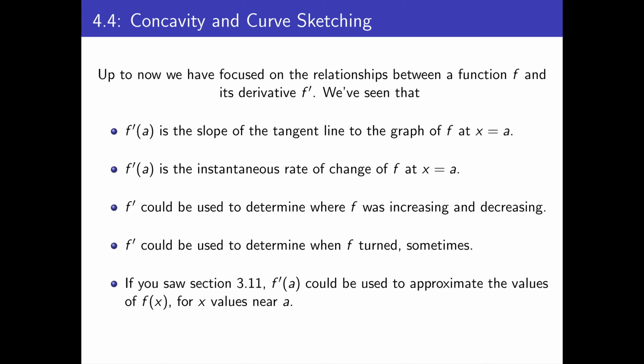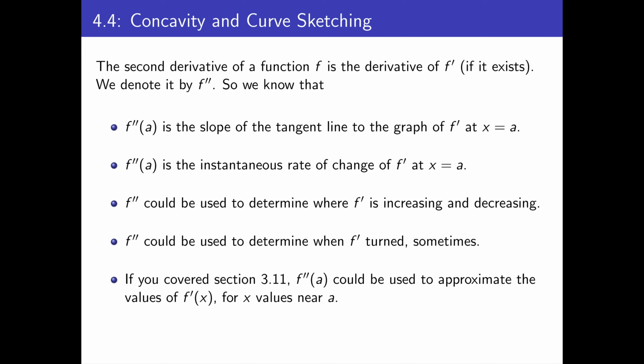In previous sections, we have studied the information contained in the first derivative of a function. For example, we have seen the first derivative gives you the slope of the tangent line at any given x value, or can be used to find where a function is increasing or decreasing, as well as the other properties seen here. Since f double prime is the derivative of f prime, it follows that all those same properties hold when you substitute f prime for f and f double prime for f prime.